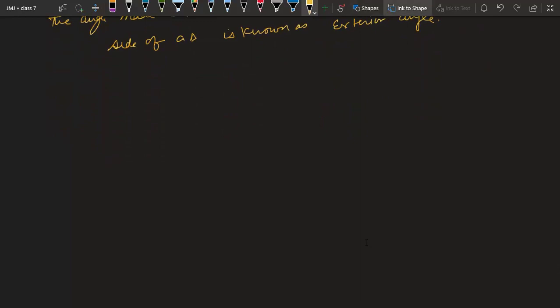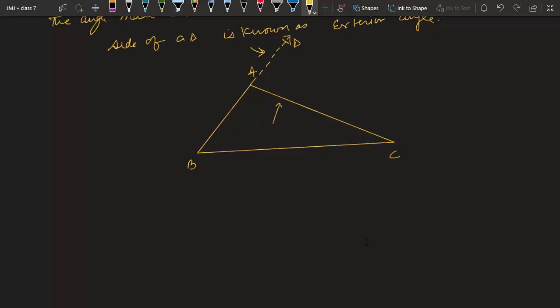angles in the same question. Suppose we have the same triangle. We have seen when we extend one side, the angle between that extended side and the adjacent side is known as exterior angle. Suppose in this case I extend this side AB in this direction and I call this as D. So this portion is the extended side. What is the adjacent side for this one? This one is the adjacent side. So this angle is the exterior angle.